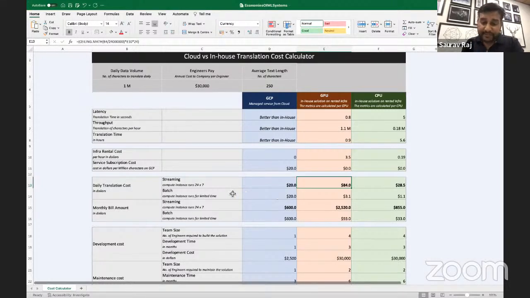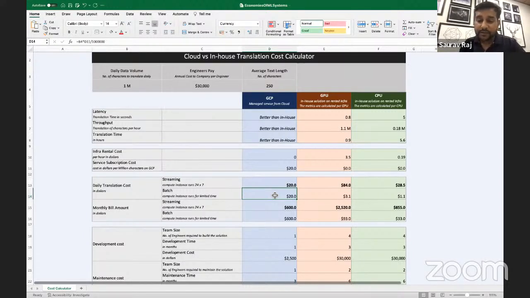If it's a batch use case, you'll still be paying $20 to Google, to GCP, because it doesn't matter whether your use case is of type streaming or batch or real time, anything. It's just the amount of characters you want to translate. The billing happens on the amount of characters that you want to translate.